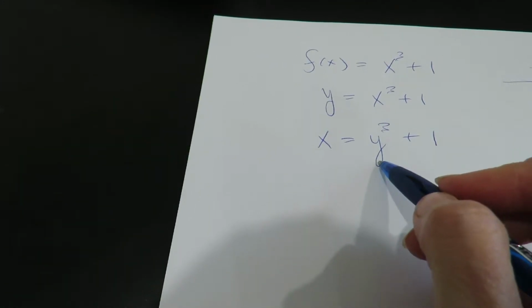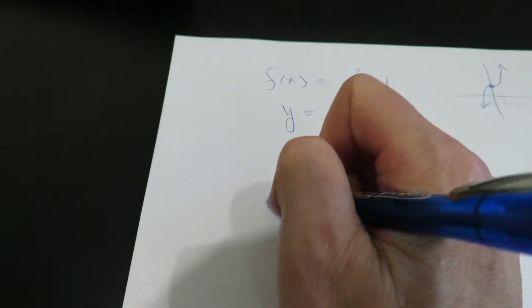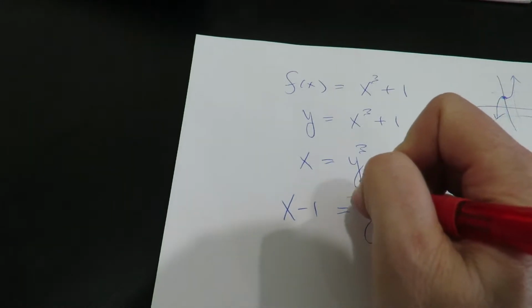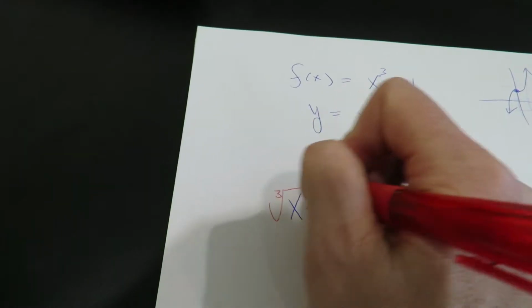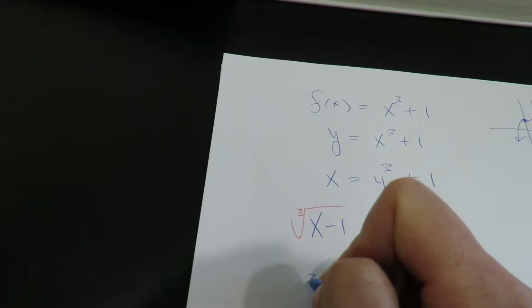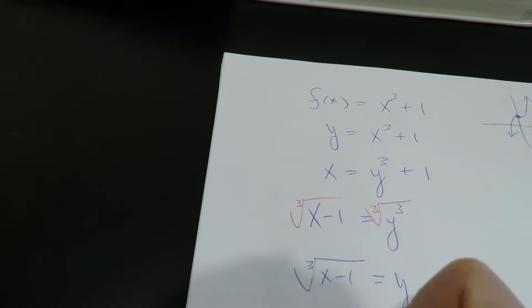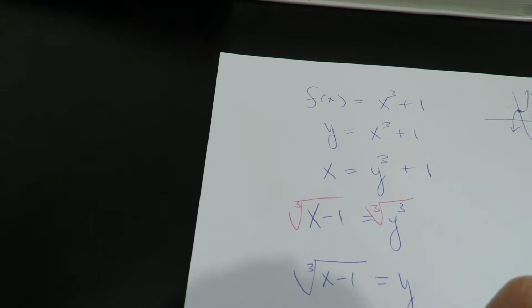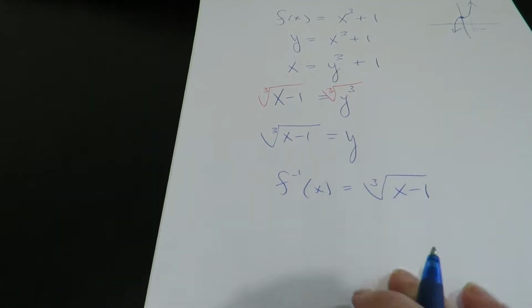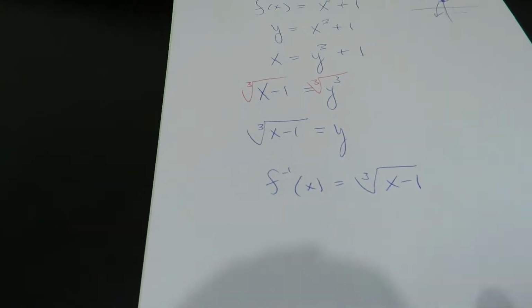Now I'm going to isolate y. So I'm going to move the x over. And I need to get the y by itself, so I have to take the cube root here. So this is the inverse. Okay, this is the inverse right here.